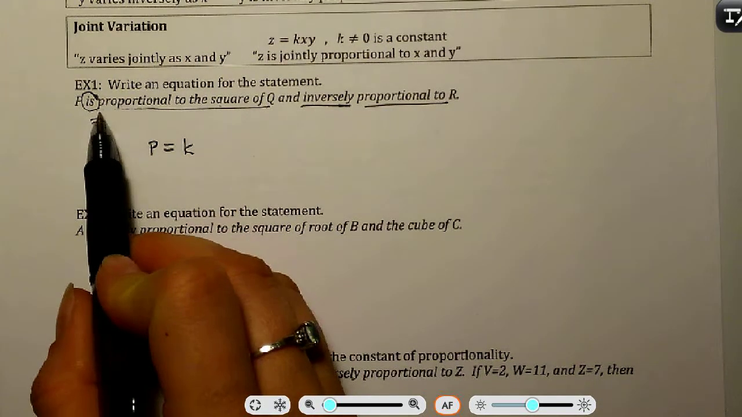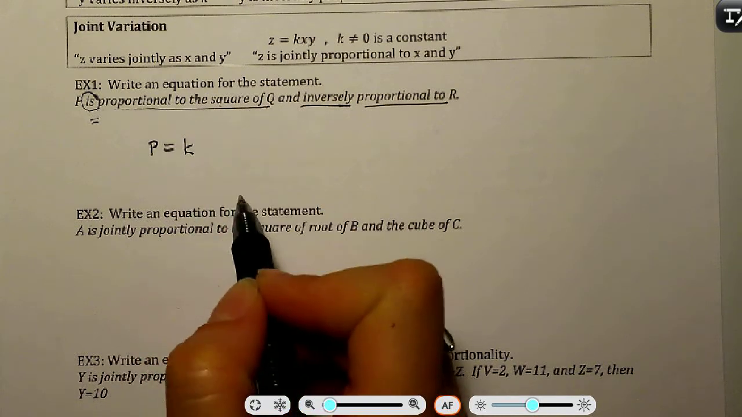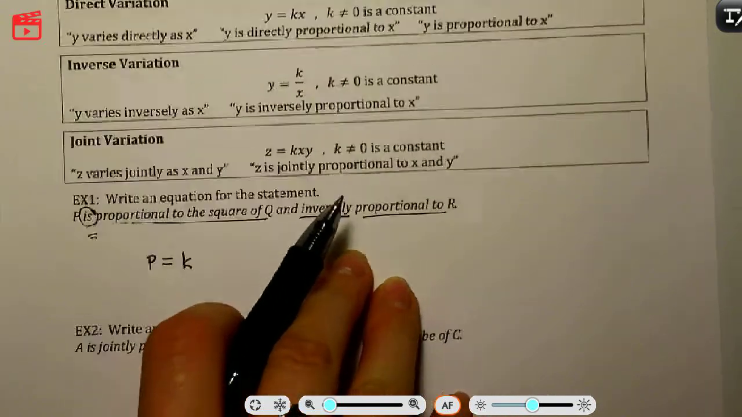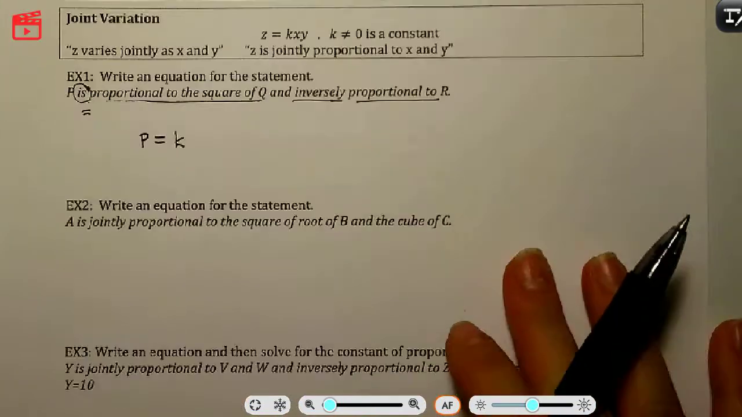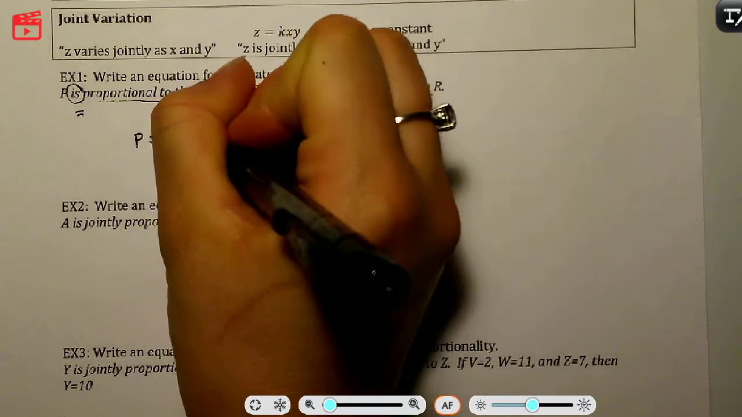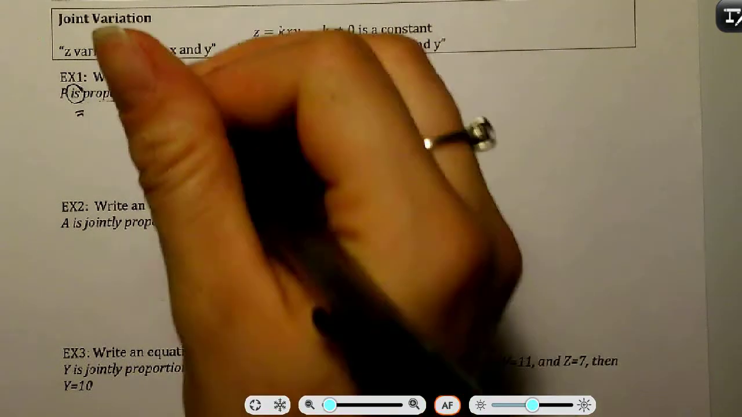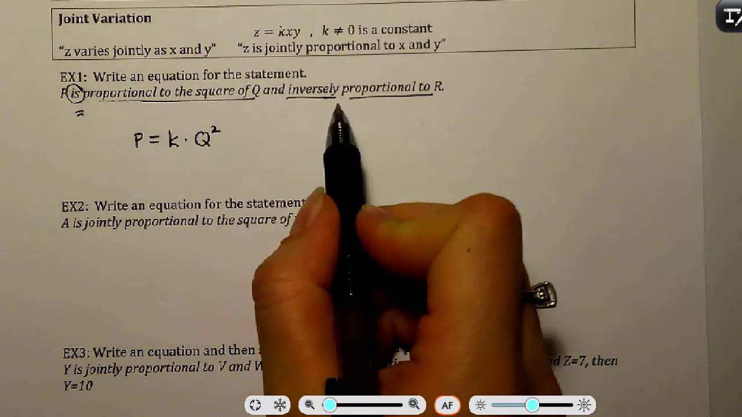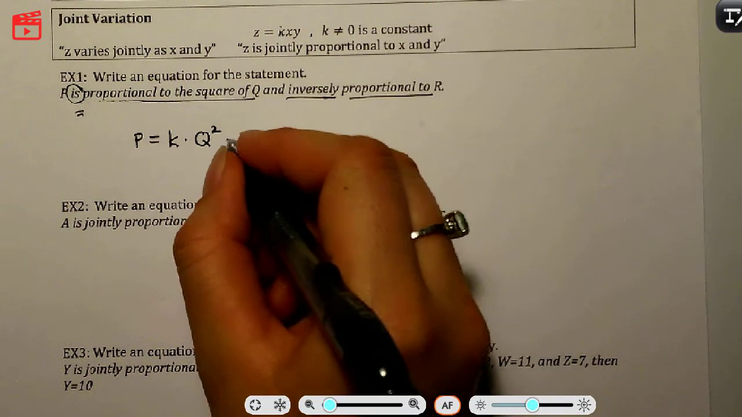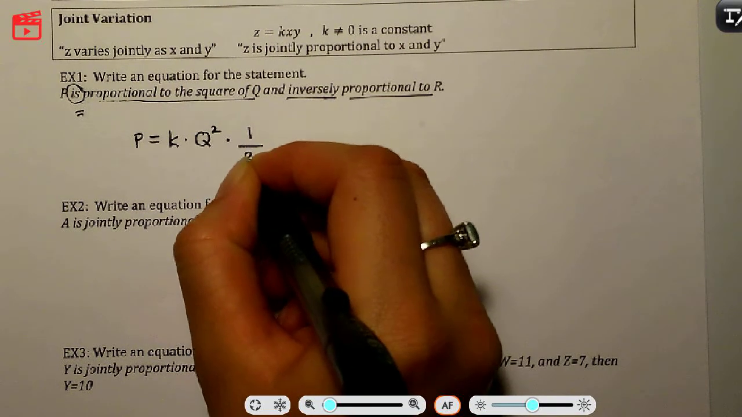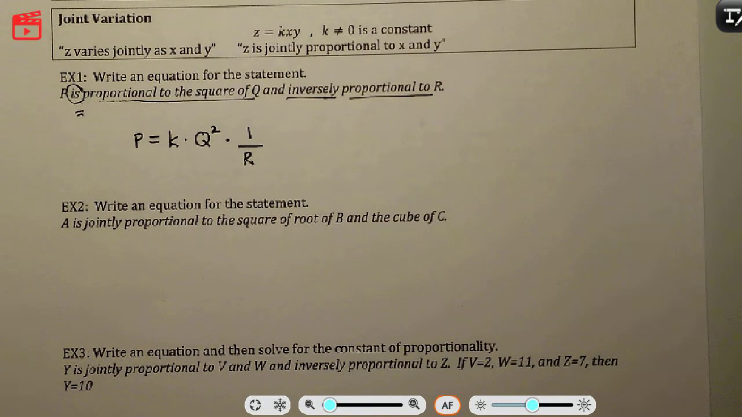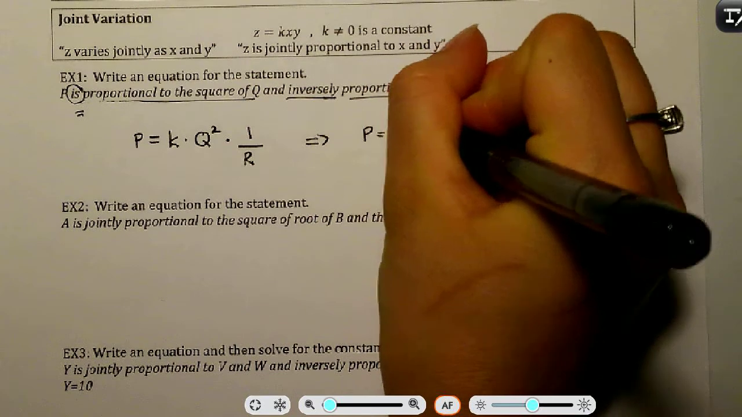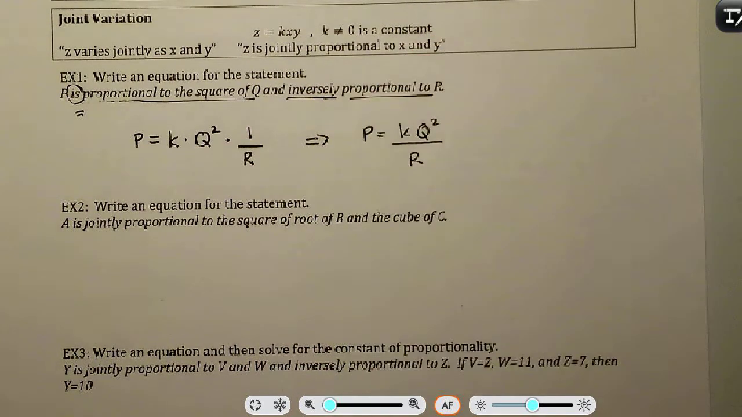Then what happens? Proportional to the square of Q. Okay, proportional, remember that's another way of saying direct variation. So proportional, so directly. And the square of Q is going to be Q squared. And inversely proportional to R. So we're going to take the inverse of R. And there we go, we have an equation. So we could simplify this if we want to P equals KQ squared all over R. Either one would work.